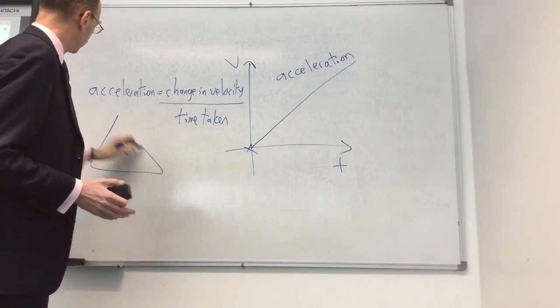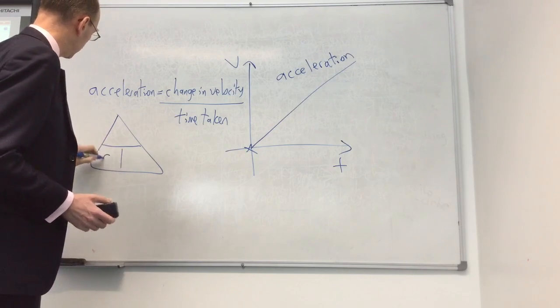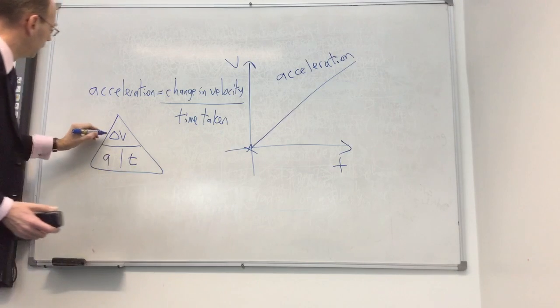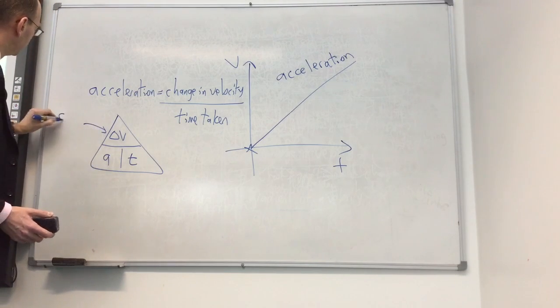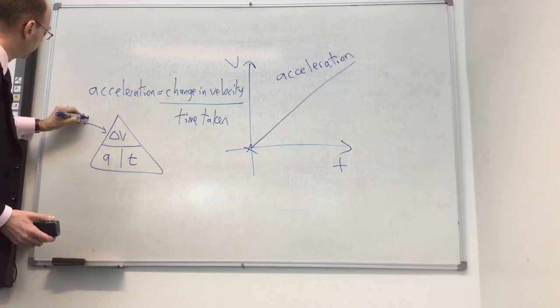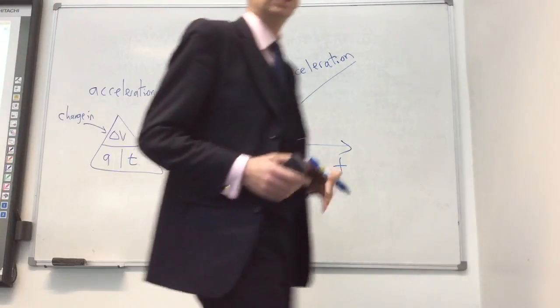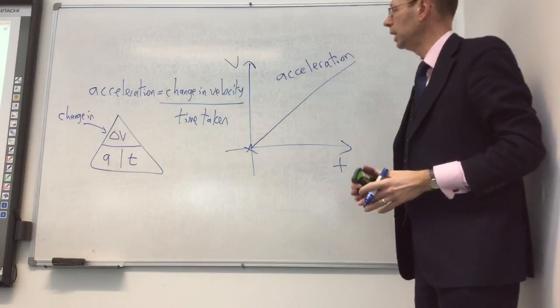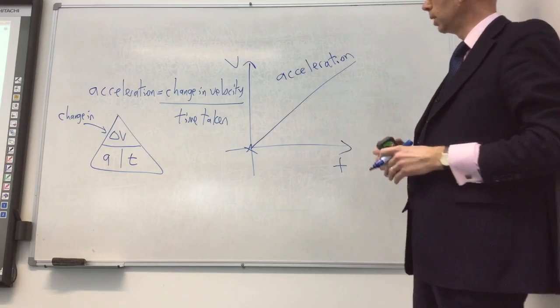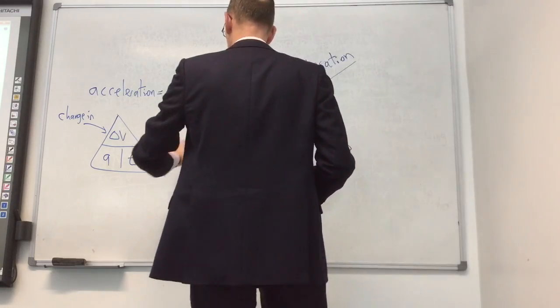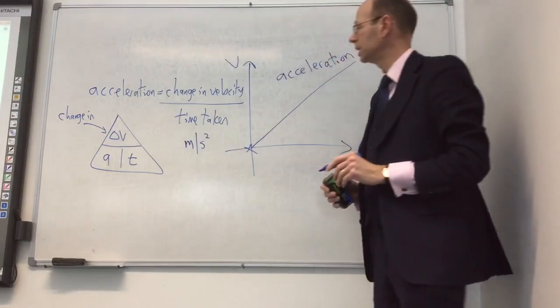If we draw that as a triangle, acceleration is the change in your velocity divided by the time taken. This little delta symbol there just means change in. The little Greek delta just represents a change in velocity. So acceleration is the change in velocity per second, the change in velocity divided by the time taken. Units are a little bit odd. We measure it in meters per second squared.